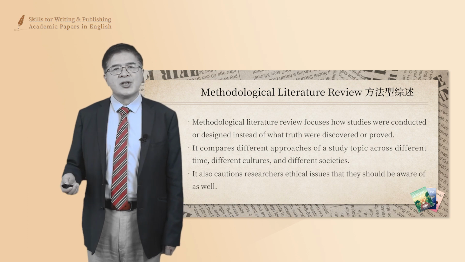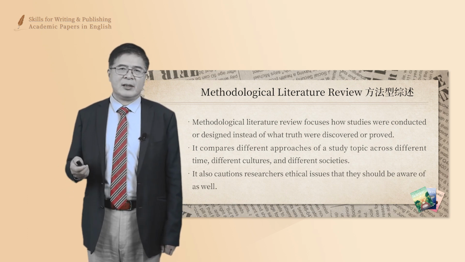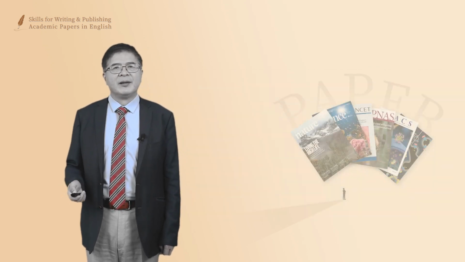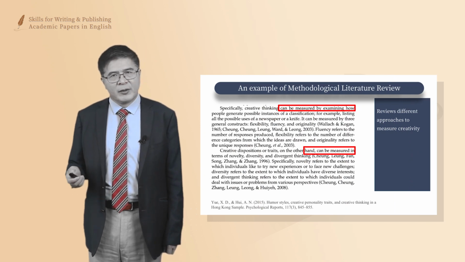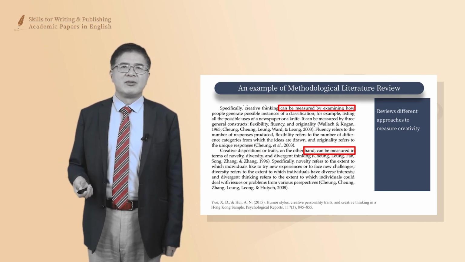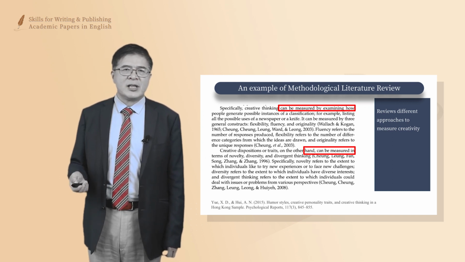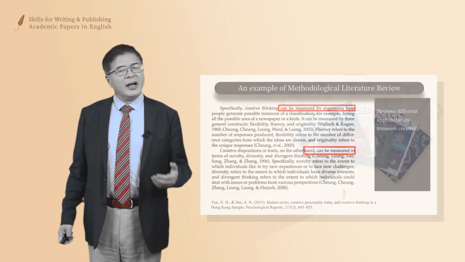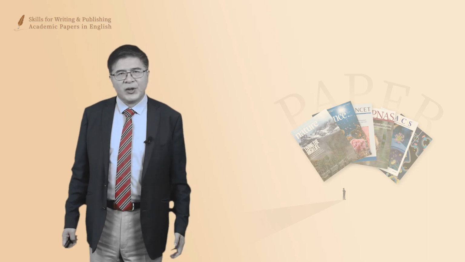It also cautions readers about ethical issues that they should be aware of in the study as well. Now, here is an example of a methodological literature review. You can see in this review, I try to look at different approaches to measure creativity in Chinese society. Okay, now you know the different types of literature review.